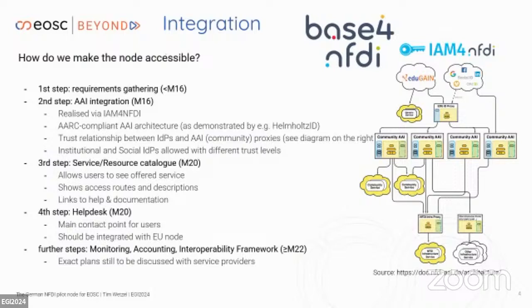Then we will set up a service catalog and a resource catalog to allow our users to see what we are offering, show how they can access things, and link to help and documentation, which will come with that. The help desk kindly provided by KIT. This should be integrated with the EU node, so we can take tickets from other nodes, and may have some crude order management in the beginning. And then after that, we will integrate with monitoring, accounting, the interoperability framework. And these exact plans will have to be discussed after everything else, or when everything else is kind of ready.